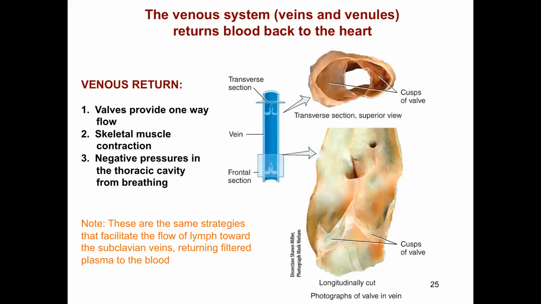And there's also that negative pressure in the thoracic cavity, right? So the thoracic cavity is actually vacuum, right? You know, if you puncture the thoracic cavity, a lung can collapse because we've broken that vacuum. So that negative pressure will help pull the blood and the lymph back towards that area.